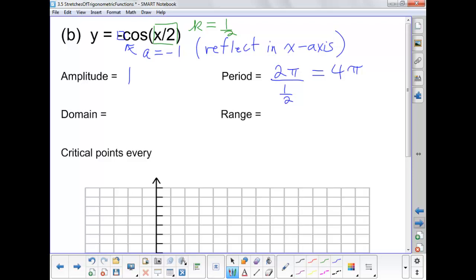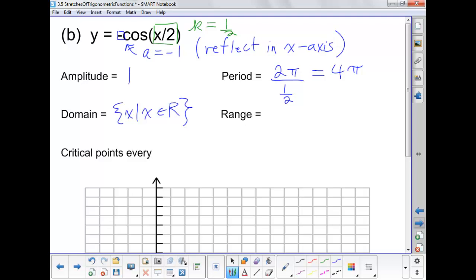Domain has not changed since we're still dealing with, in this case, a cosine function which is defined for all x. No change in our domain. Still all real values of x. The range in this case, so our amplitude in this case is 1. We have no vertical translation, so the midline is again still at the x-axis.